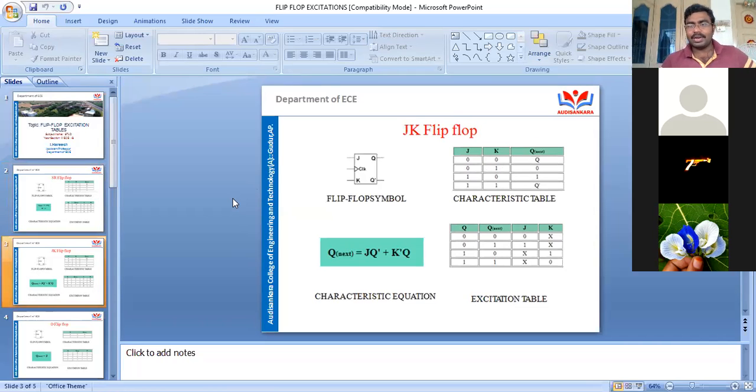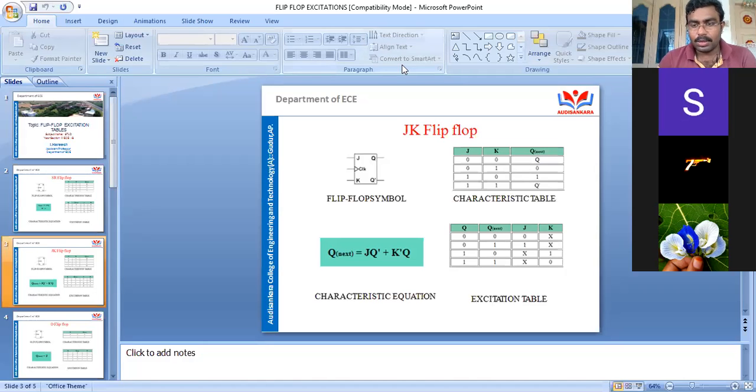Guys, let us go for the second one, that is JK flip-flop. Here you can see the basic block diagram of JK flip-flop, and this is the truth table or characteristic table for JK flip-flop. Look at, guys, what happens in JK flip-flop? When I am giving 0, 0, what state will you move to? In JK flip-flop, if I give J equal to 0, K equal to 0, what state will you move to, guys? No change.